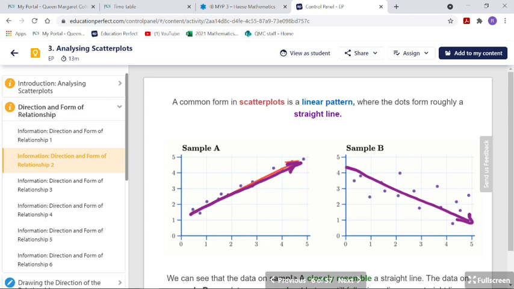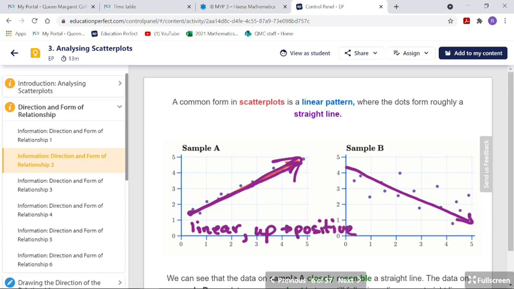Right? So this one, we would say that it's linear. Linear meaning line, right? And since that line is going up, that's why they put an arrow. You would normally never put an arrow, but you could if you wanted to. Since that line is going up, then we say that it is positive.